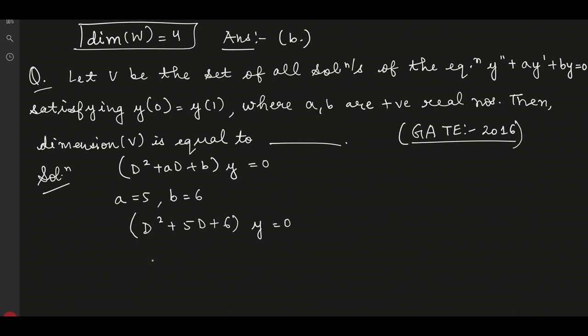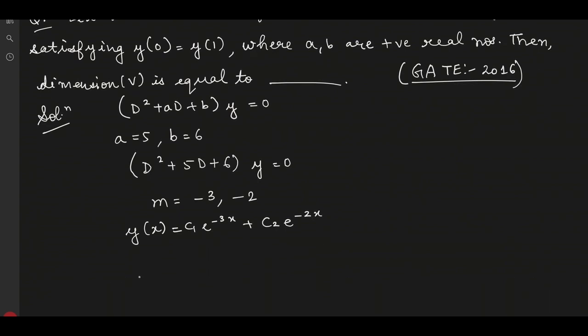So roots will be -3 and -2. So solution will be c1 e to the power -3x plus c2 e to the power -2x. Now y0 is equal to y1, means c1 plus c2 is equal to c1 e to the power -3 plus c2 e to the power -2.